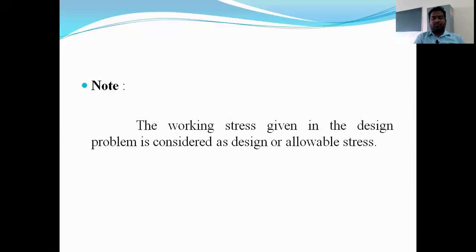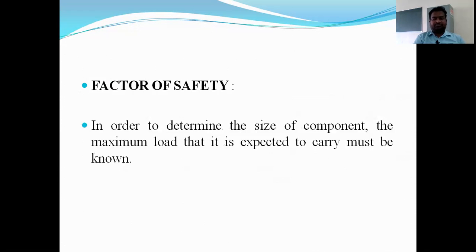Finally, we have to design or manufacture the component with the allowable stress only, not the design stress. So design stress is mainly a mathematical calculation value, right?